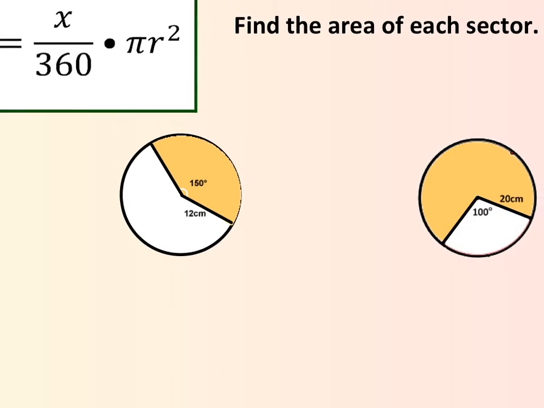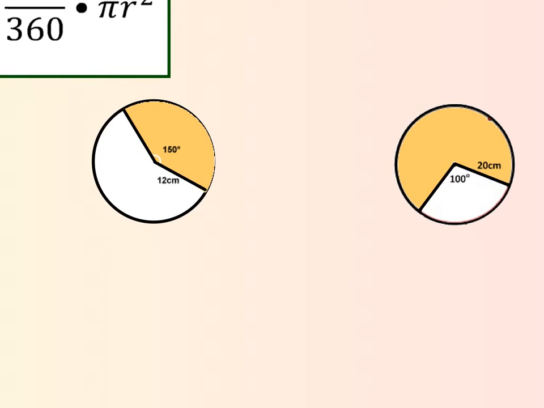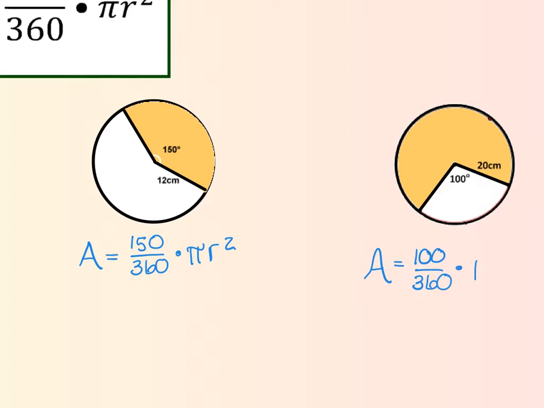Let's try the next couple. So again, first step is to rewrite the formula, replacing x with the degree amount that you're solving for. So 150 degrees out of 360 times area of a circle. Or for our last one, it'll be area of 100 degrees out of 360 of the area of that circle. Next is our substitution row.